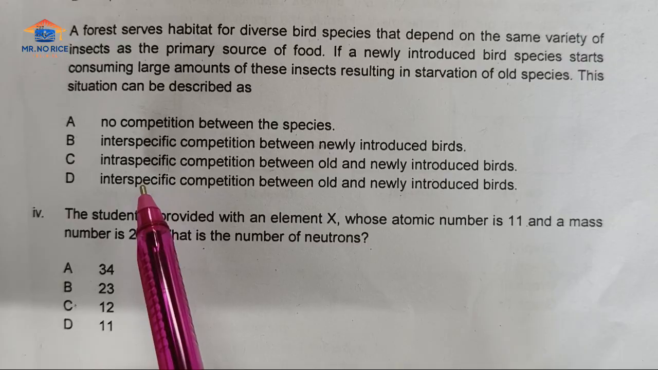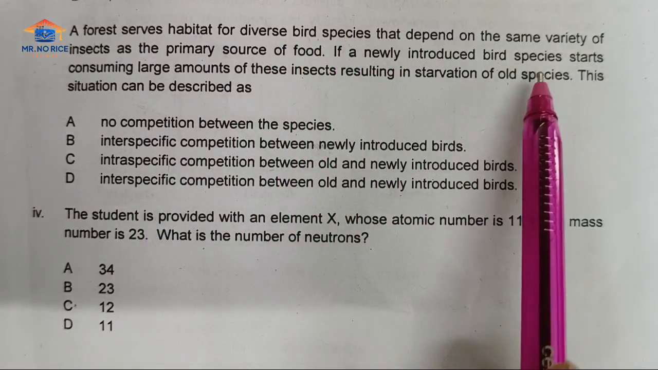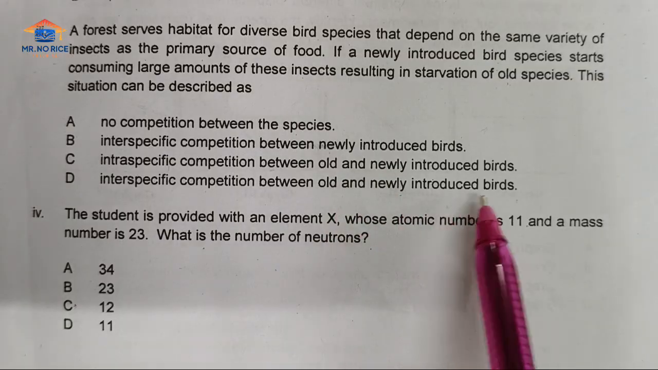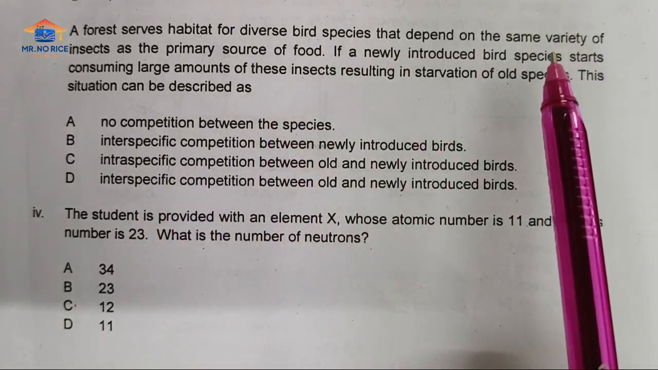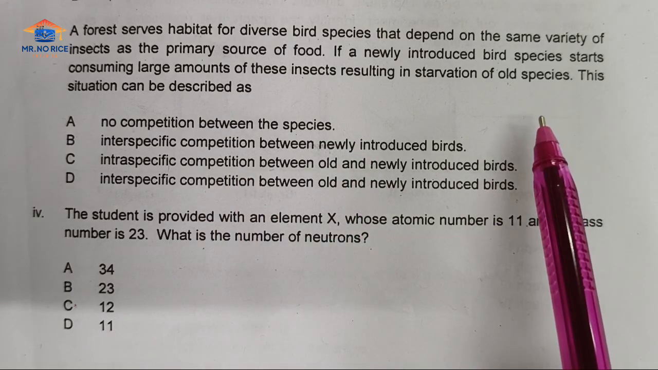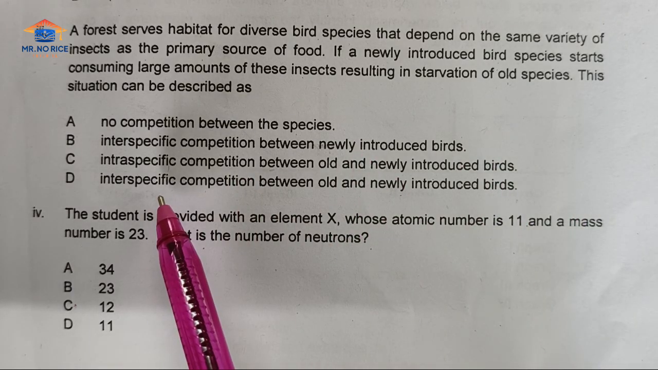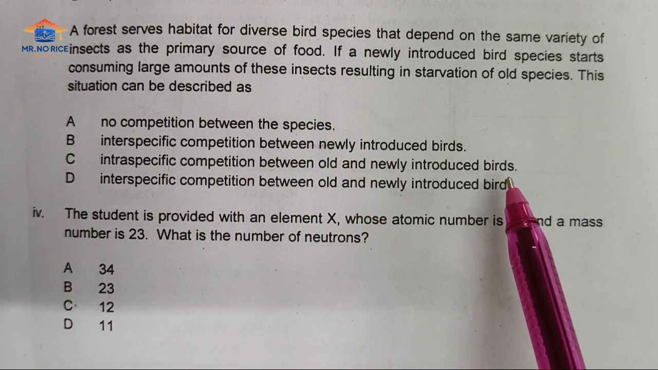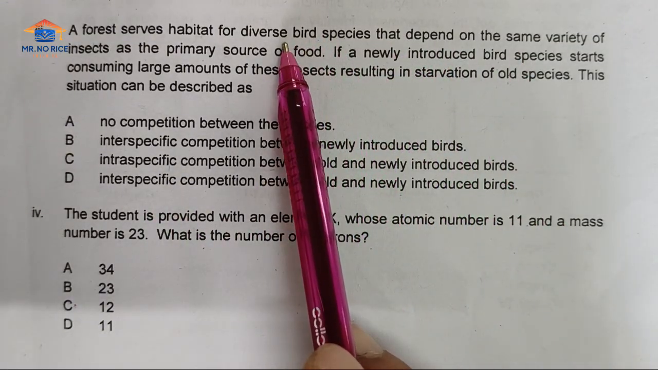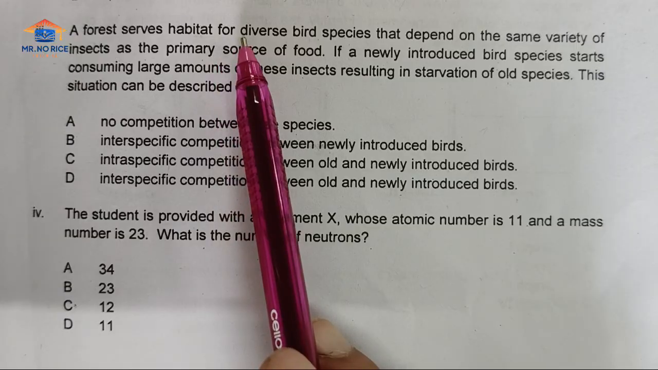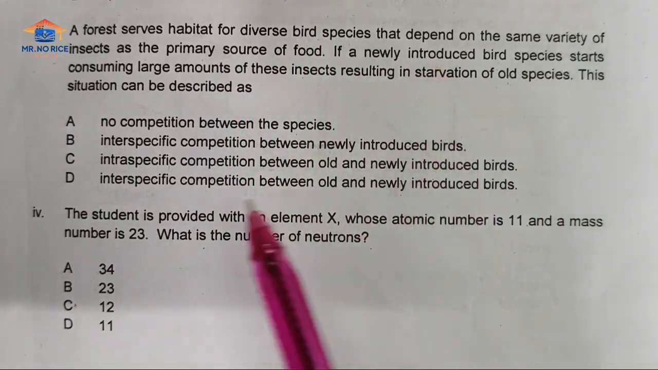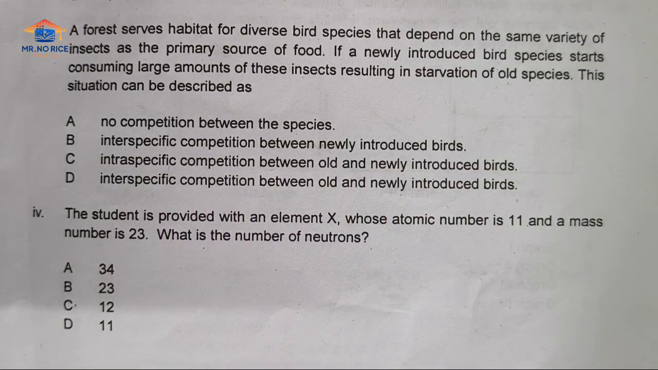So its answer is, since they are different species, it is an inter-specific competition between old and newly introduced birds. Inter means between different bird species, whereas intra means between the same bird species, like hornbill and hornbill competing for the same resources is intra, whereas hornbill and peacock competing for the same resources is inter-specific competition. So because there are diverse types of bird species and the new species competing with different species, the answer is inter-specific competition.